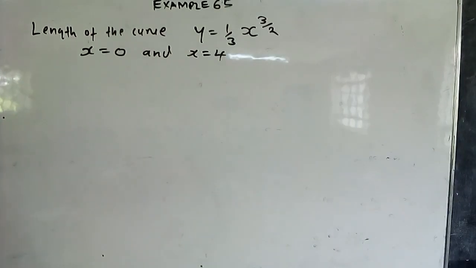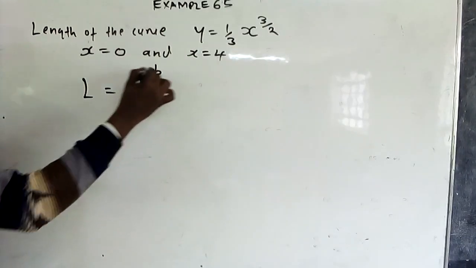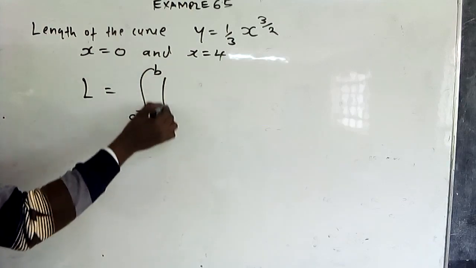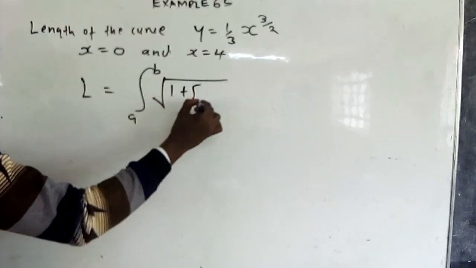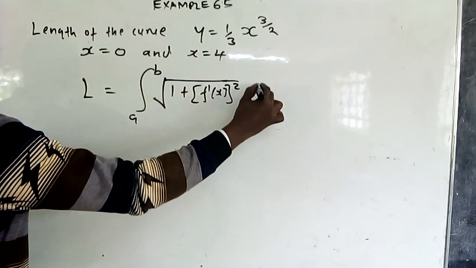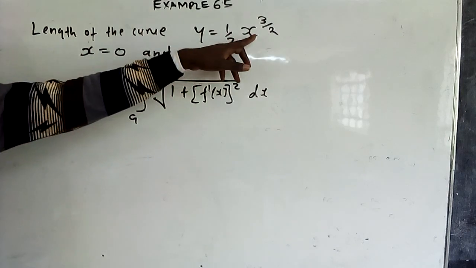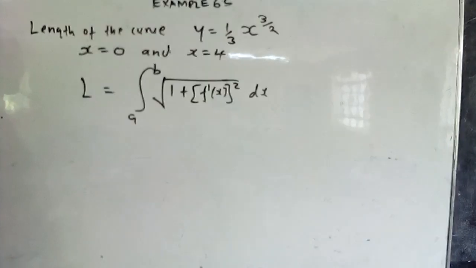So use integration to determine the length of the curve y is equal to a third x raised to power 3 over 2, between the points x is equal to 0 and x is equal to 4, isn't it? So we said for you to get the length of a curve, you integrate from the given limits, isn't it? Then the square root of 1 plus the derivative of that function, then you square that derivative, with respect to x, isn't it? So our function here, of course, y is a function of x, meaning the function of x remains the function of x, isn't it?